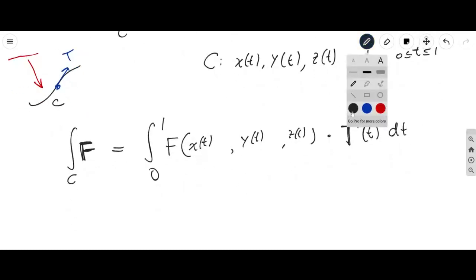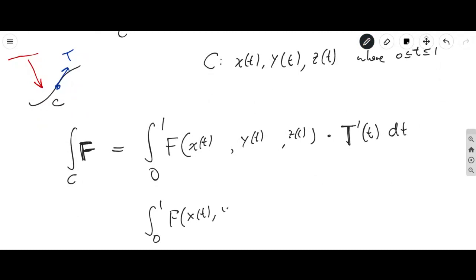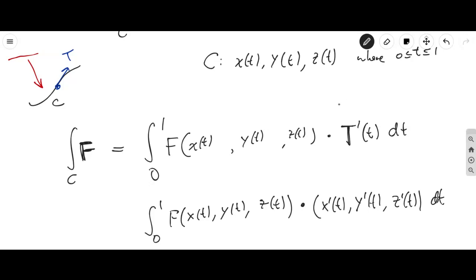So then you end up getting that this is the integral from 0 to 1, f of x of t, y of t, z of t, and then you take the dot product with the tangent vector, where you differentiate each of these components, and then you integrate. Now everything is written in terms of t. It's a function of a single variable, and then you just compute this integral, and whatever number you get, that's what you call the line integral. Okay, that's how you do a line integral.